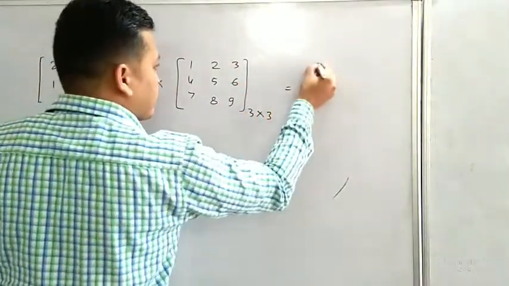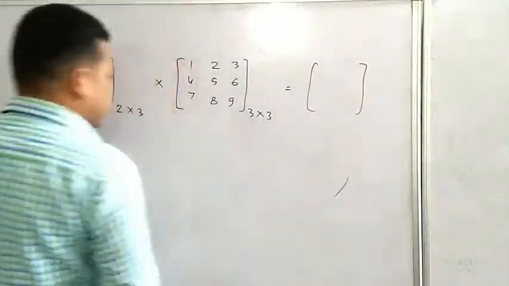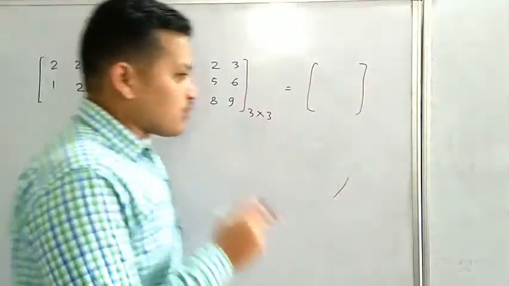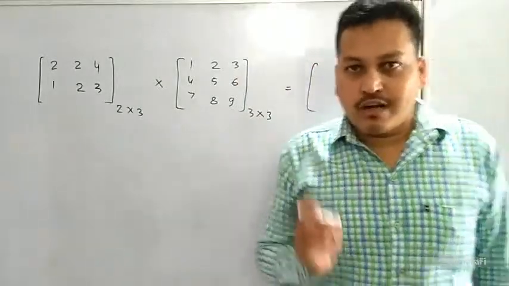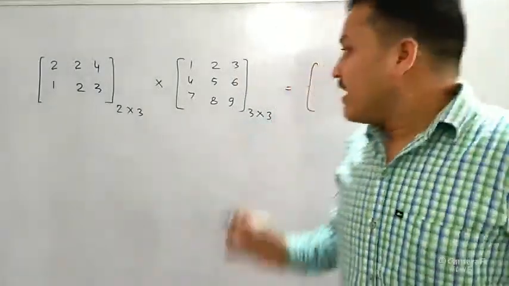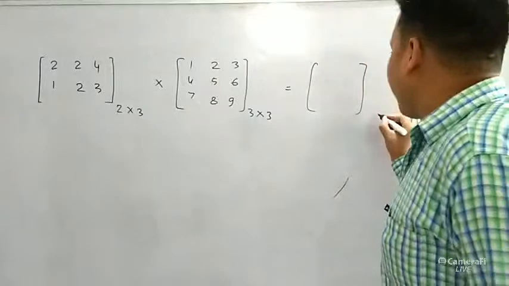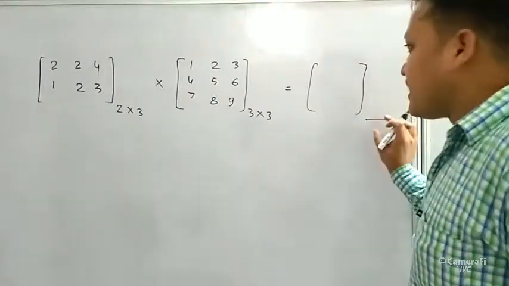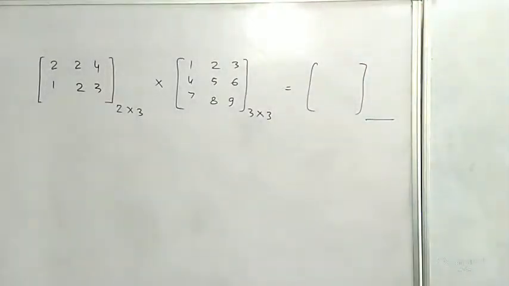So tell me, first of all, is the product of these two matrices possible, yes or no? Write in the comment section. And second, if the product is possible, what is the final order of this matrix? I am waiting for your answer. Please write in the comment section.